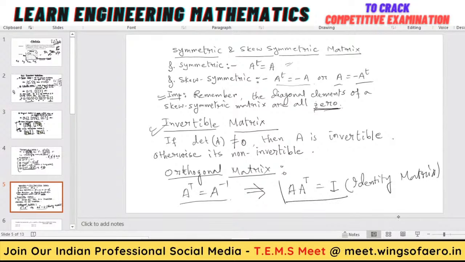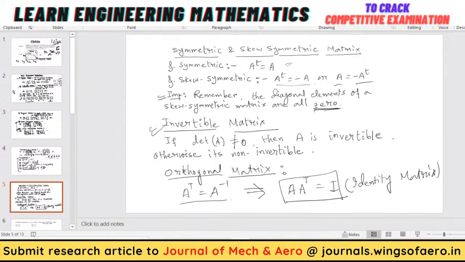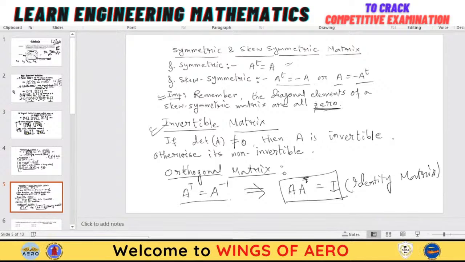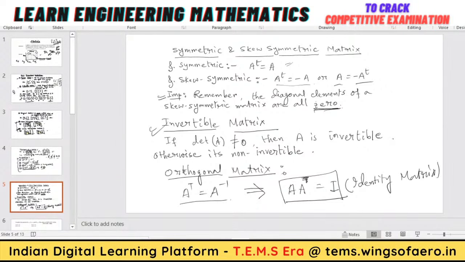Okay, so these are the properties which are very important to solve the problems in GATE questions. Remember these properties and practice. Practice of mathematics is a very useful way to solve any kind of problem very easily. If you do not practice, then it will be difficult for you. So these are the important properties.